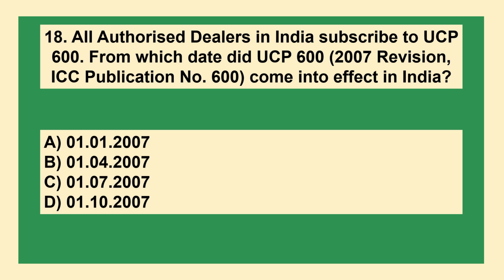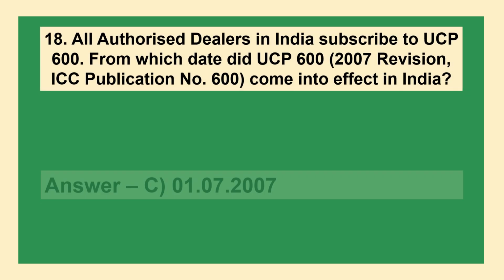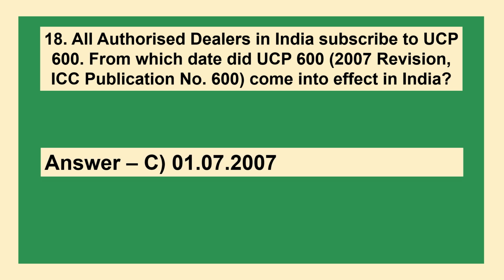All authorized dealers in India subscribe to UCP 600. From which date did UCP 600, the 2007 revision, ICC publication number 600, come into effect in India? Option A, 1st January 2007; B, 1st April 2007; C, 1st July 2007; D, 1st October 2007. The answer is option C, 1st July 2007.